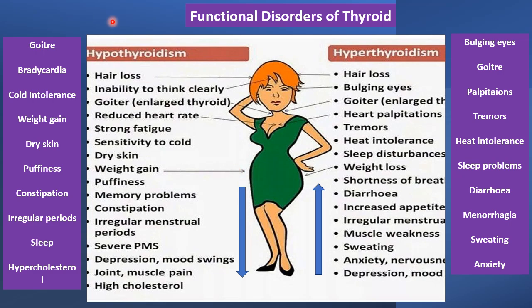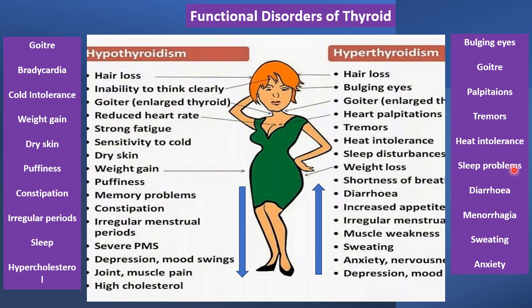Okay, next we come to the functional disorders of the thyroid: hypothyroidism and hyperthyroidism. More commonly we see hyperthyroidism. In hyperthyroidism, all the functions in the body are elevated, increased. Rate of function becomes increased, metabolic rate becomes increased. And the common signs, although the long list is here, will be bulging eyes, exophthalmos, goiter and large thyroid, palpitations, tremors, heat intolerance, and very, very important, sleep problems.